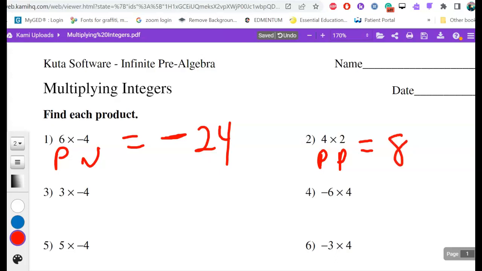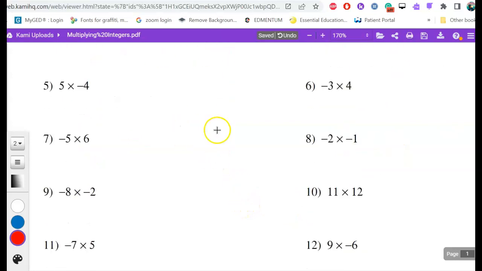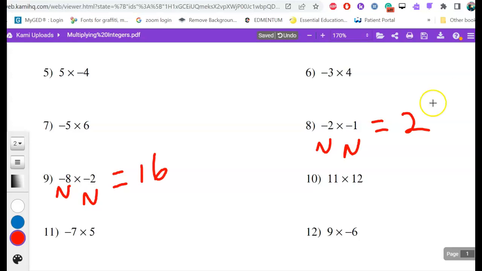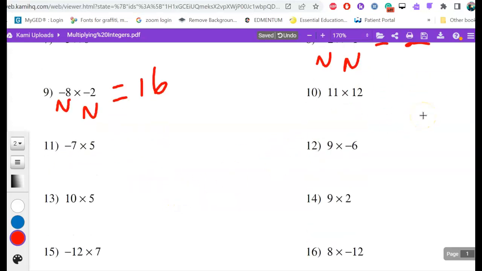Taking a look at number 8, you have a negative times a negative. Your answer is positive. Just multiply the numbers: 2 times 1 is 2. Same thing here, negative times a negative, so your answer is positive. 8 times 2 is 16. Let's take a look at number 11. You have a negative times a positive. Anytime we're mixing the two signs, your answer is going to be negative. Just multiply: 7 times 5, negative 35.